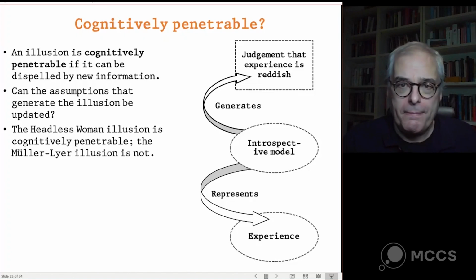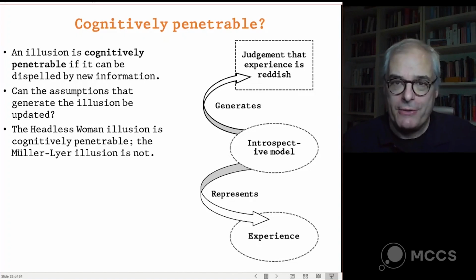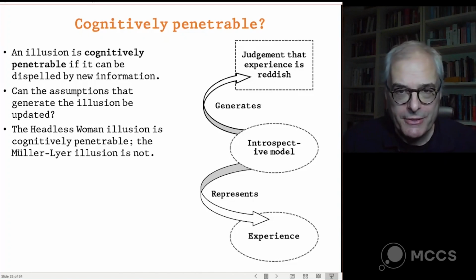In the case of the headless woman illusion, that is cognitively penetrable. If it's explained to you that what you're looking at here is a woman wearing mirrors on her head that make it look as if she doesn't have a head, then you're not going to be subject to the illusion anymore. You're going to reinterpret what you're seeing and cease to be surprised.